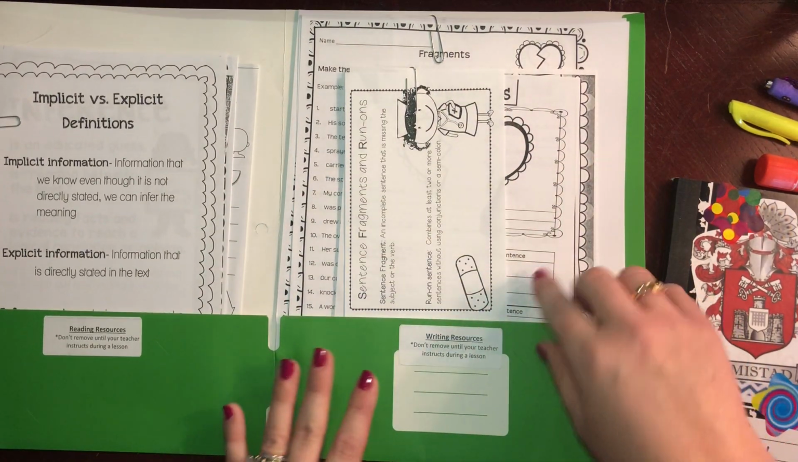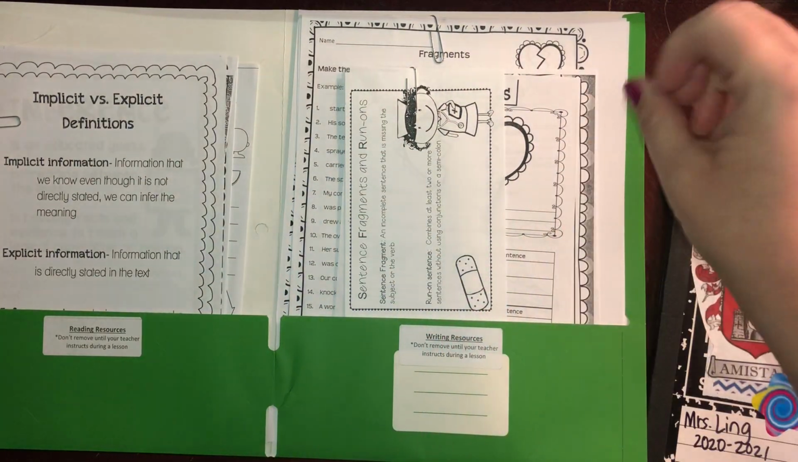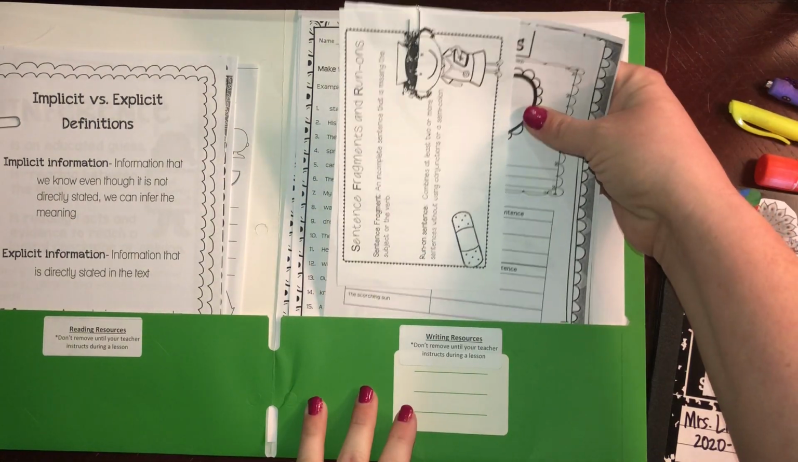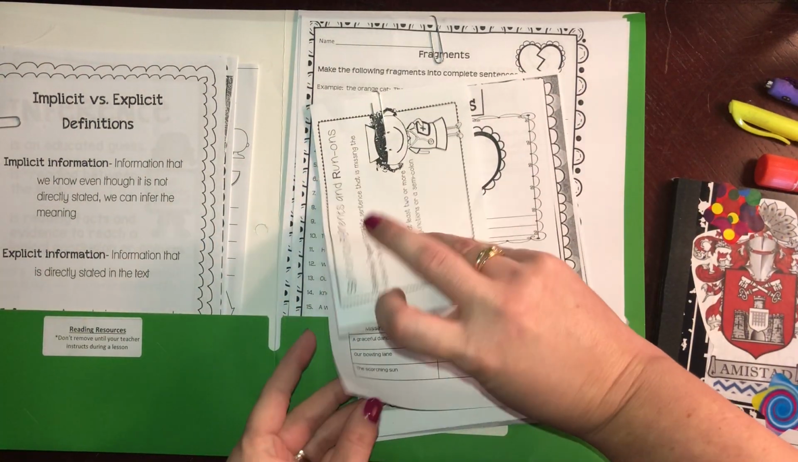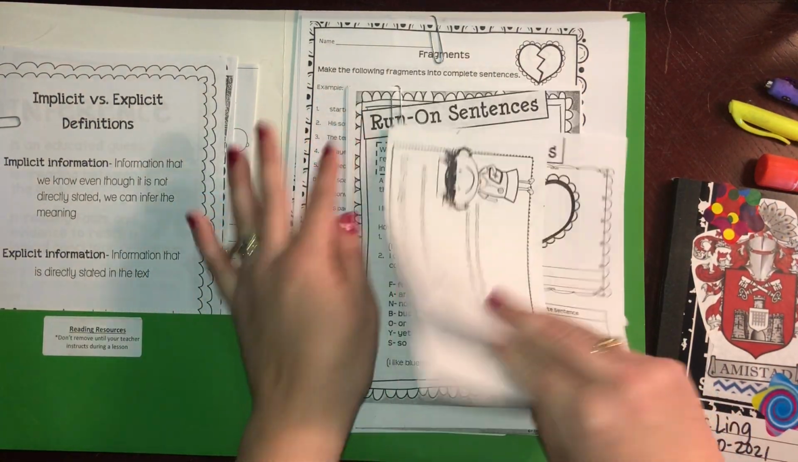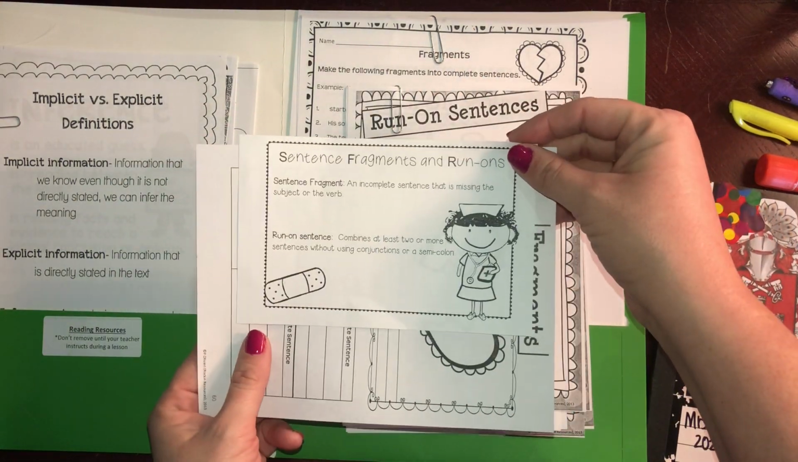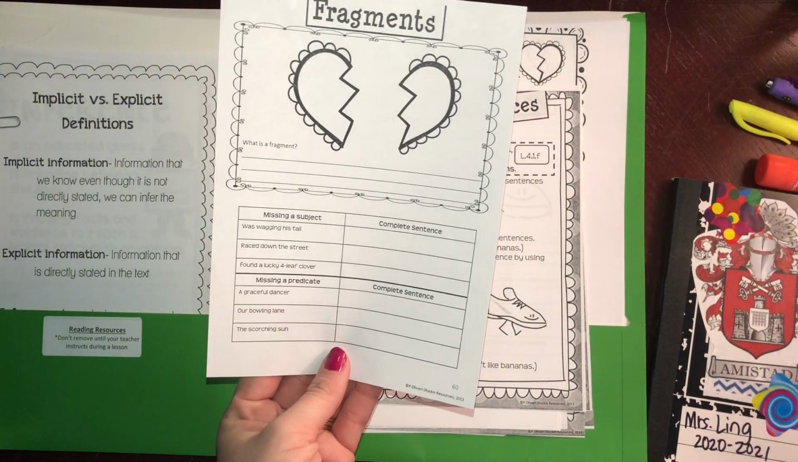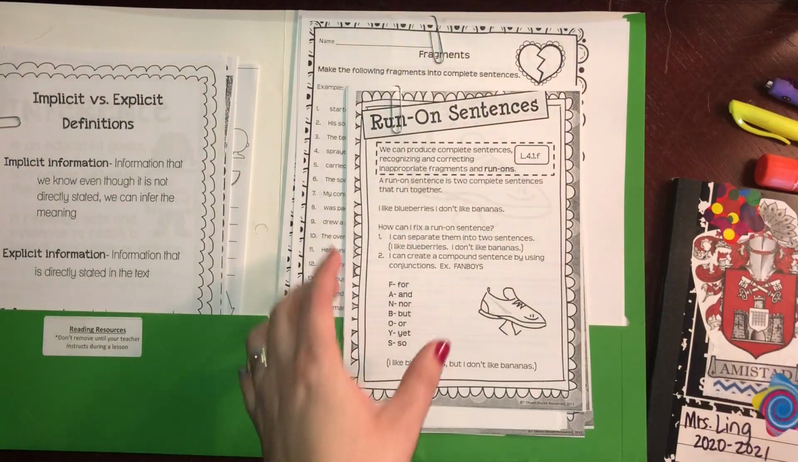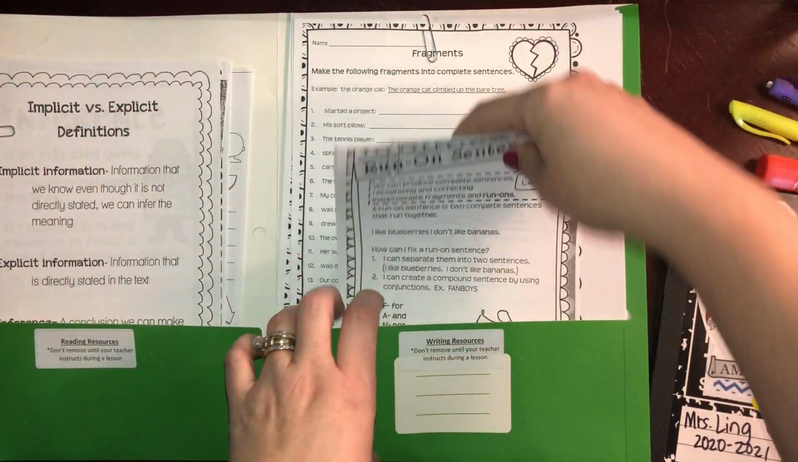On the right side, you're going to be taking out some of our writing resources. In the section for your teach pages, you're going to take out the first 2 pages. The first one is a small sheet that says sentence fragments and run-ons. The second sheet you're going to need just says fragments. Then put the rest of the teach pages back in the pocket.